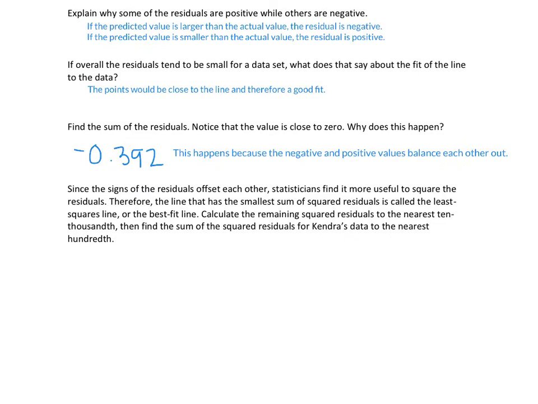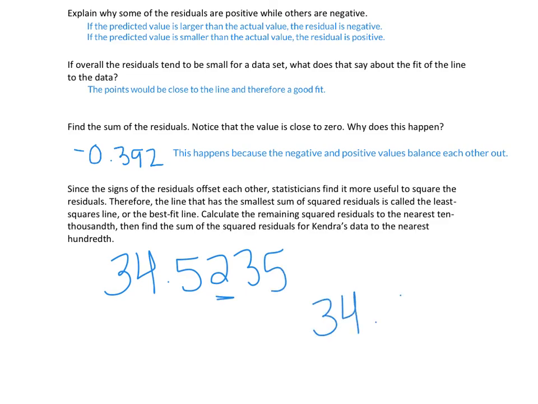Okay, this isn't looking for any sort of explanation. It just wants us to add them up. When we add them up, we get 34.5235 to the nearest 100th, 34.5235.